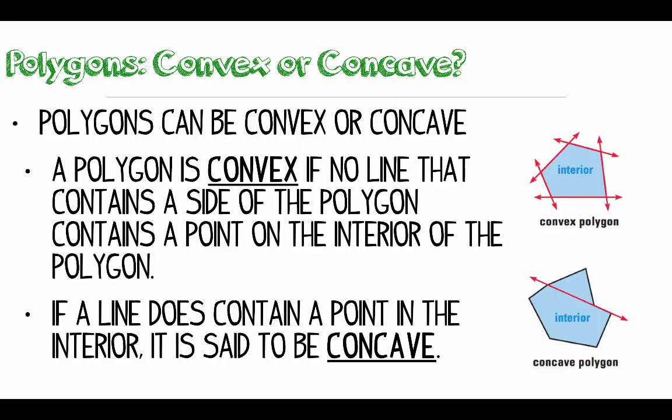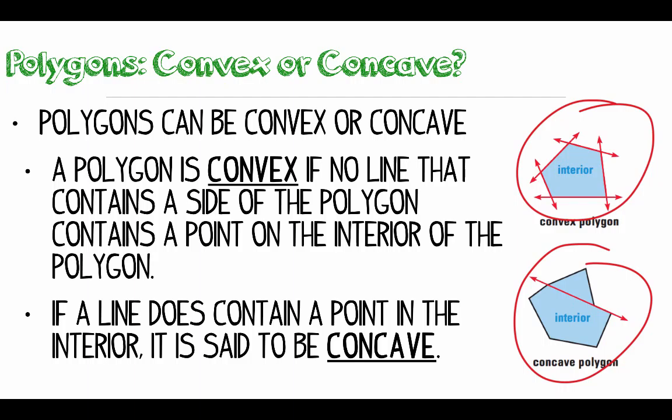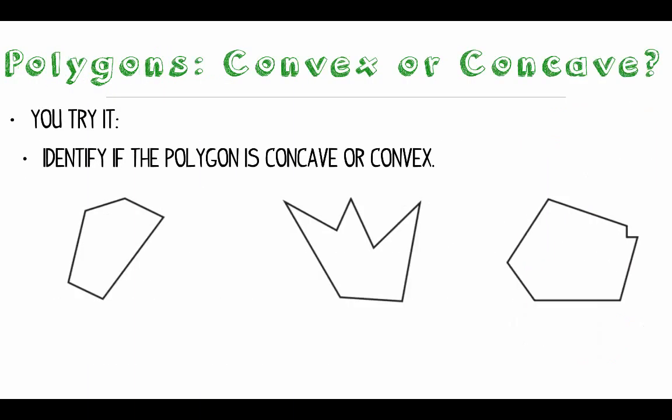Polygons are convex or concave. A polygon is convex if no line that contains a side of the polygon contains a point on the interior of the polygon. Use this example to see convex. As you extend those lines, nothing crosses into the middle, and that's what makes it a convex polygon. On the opposite side, if a line does contain a point that lies in the interior, it is said to be concave. Use this to see what a concave one looks like. I want you to take a moment and identify these couple as concave or convex. Please press pause.